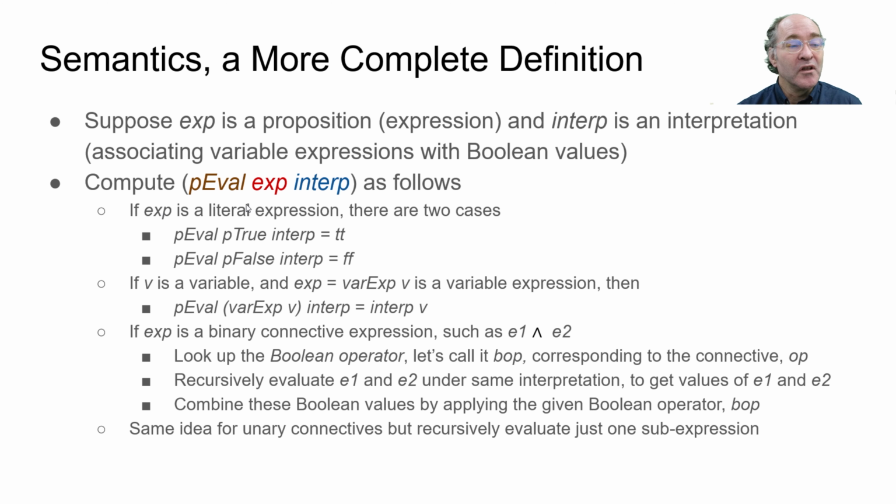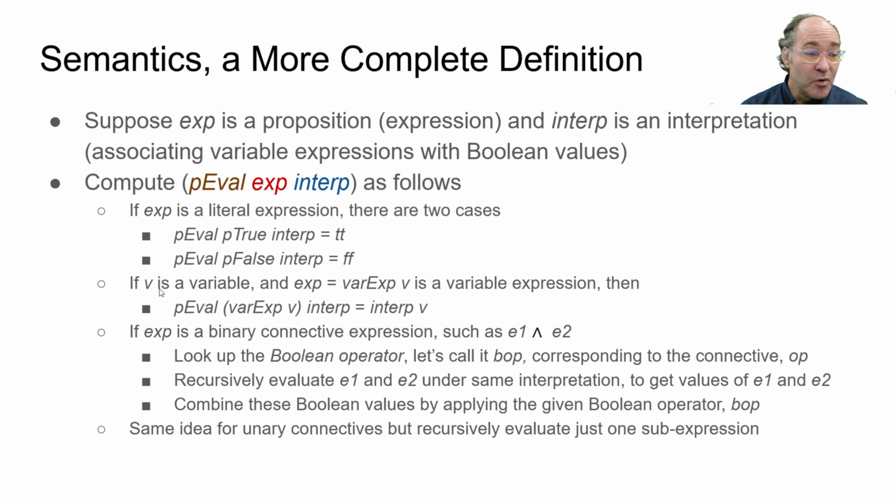If an expression is a literal expression, so for example, if it's p true, we kind of ignore the interpretation and just return true. P-eval applied to p false and an interpretation ignores the interpretation and just returns false. If I said false on the previous line, I meant true. So p-eval p true interp ignores the interpretation because there's no variables in this expression and just returns true. P-eval p false interp ignores the interpretation because there's no variables in this literal expression and just returns false.